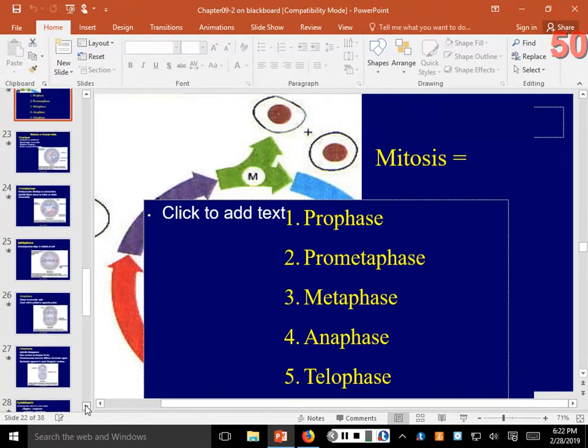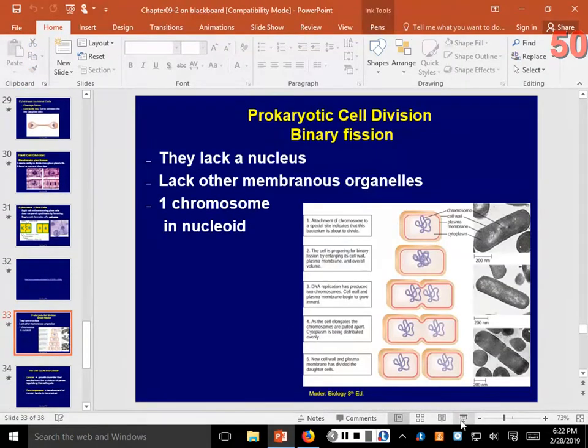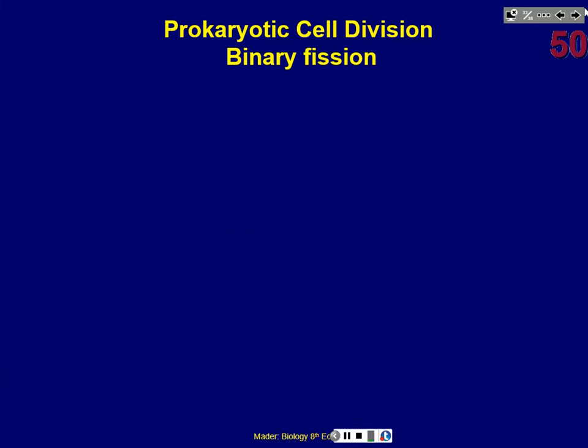Okay, so let's talk about prokaryotic cell division for just a moment. We can't call prokaryotic cell division mitosis. We have to call it binary fission. Why do you think that is so? Why can't we call cell division in bacteria, prokaryotic cells, mitosis? What is mitosis? What definition do we give? Mitosis is division of the nucleus, okay?